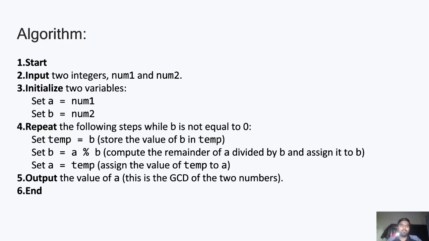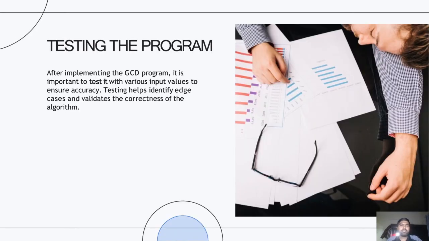Then we have the output, the value of a. This is the GCD of two numbers. Then we end the program. So testing the program. After implementing the GCD program, it is important to test it with various input values to ensure accuracy. Testing helps identify edge cases and validates the correctness of the algorithm.